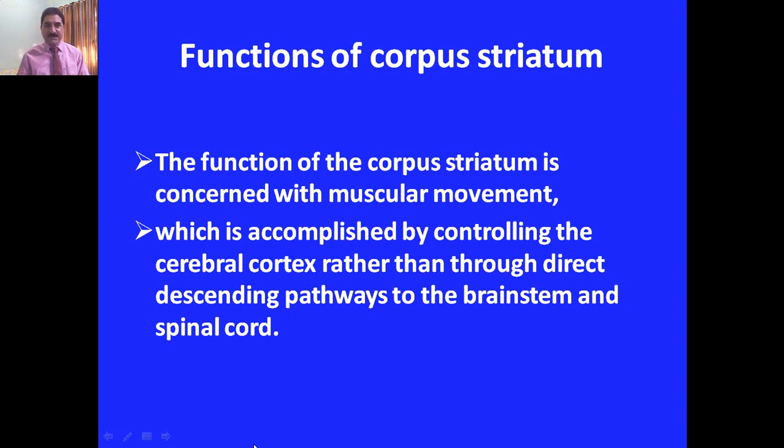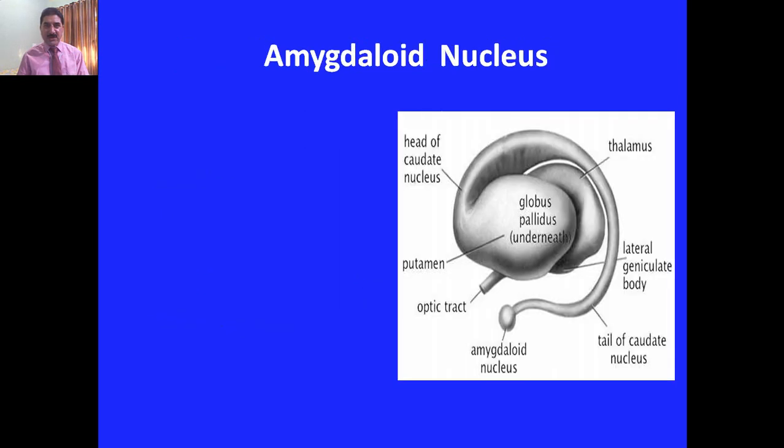Functions of the corpus striatum. The function of the corpus striatum is concerned with muscular movement, which is accomplished by controlling the cerebral cortex rather than through direct descending pathways to the brainstem and spinal cord.